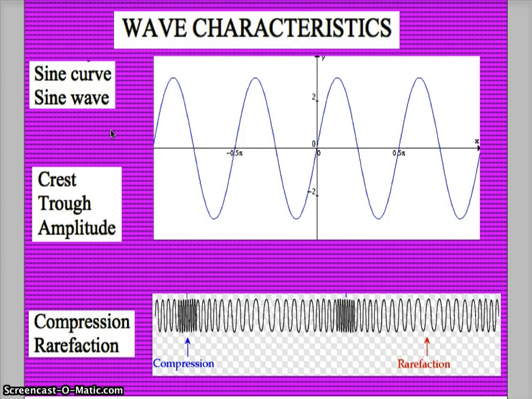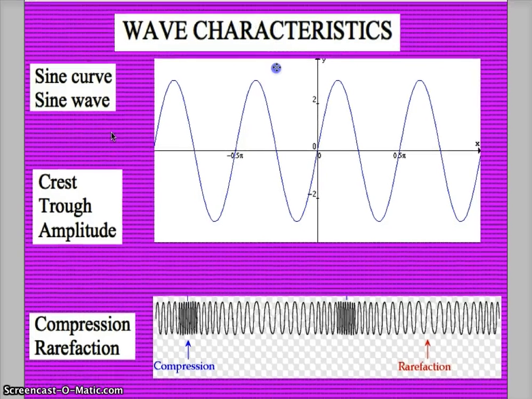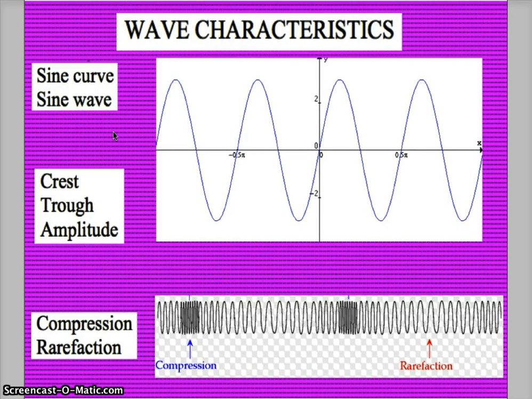But there are some terms that kind of go with this. Every transverse wave, you can actually make a plot out of this. It doesn't have to be a wave like in the ocean. If you have a transverse wave, you can make one of these, and these are called sine curves or sine waves.